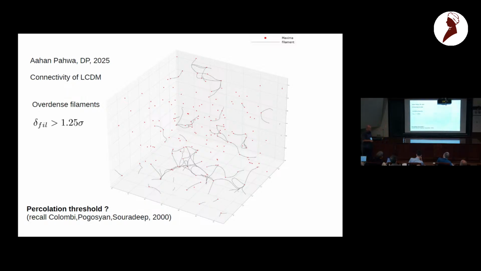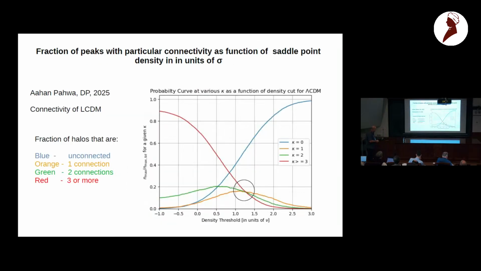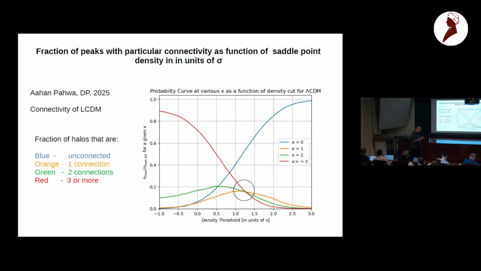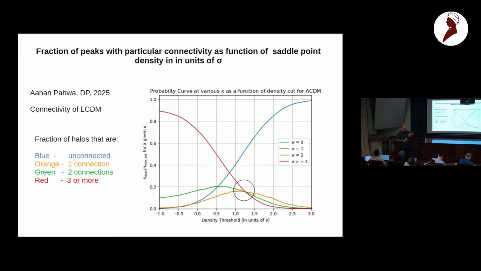And Tarun, recall our work on percolation, that is somewhere a little bit more than 1 sigma for 3-dimensional Gaussian fields. And indeed, that is to some extent probably the same result in a different language of connectivity. If you look in more detail, again, my student this summer did it. So this is a graph which shows what fraction of the halos have what connectivity, depending on what constraint on overdensity on the bridges I will put, right?